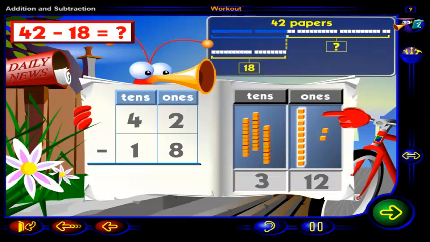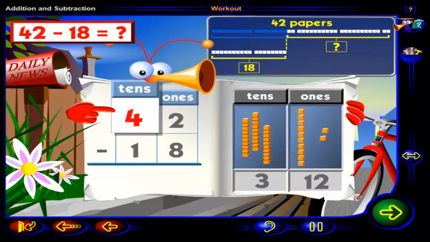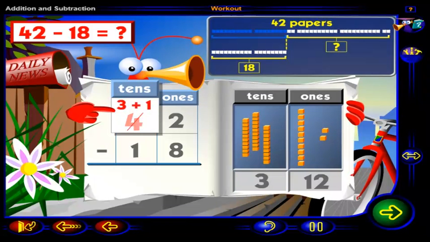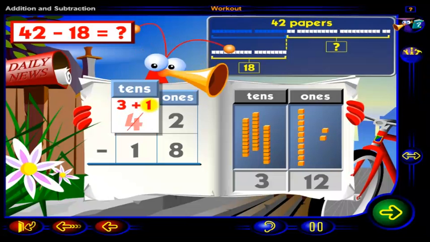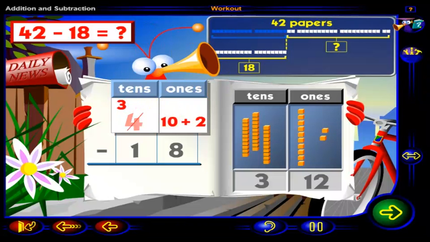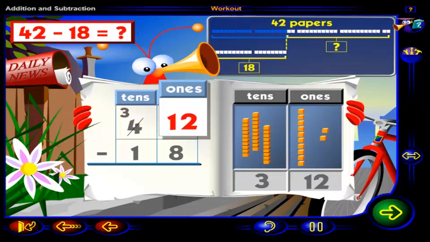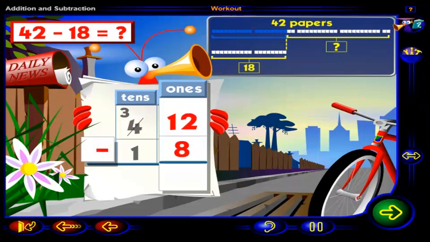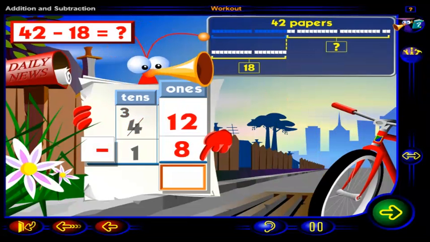Now that you've regrouped using blocks, you can regroup from the digit 4 in the tens place in the same way. You can rewrite this 4 as 3 plus 1. Regrouping this 10 gives you 10 ones, which you add to the 2 ones in the ones place to get 12. Since 12 is greater than 8, you can now subtract. What is 12 minus 8? Type in a number here, then click OK.